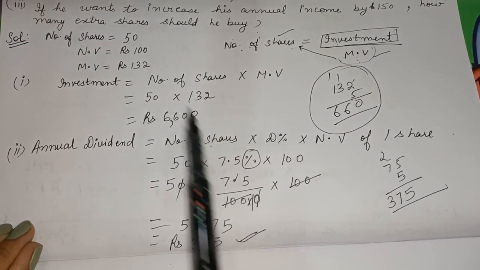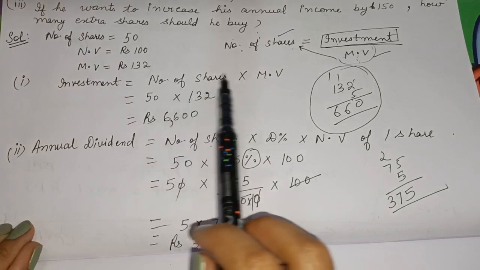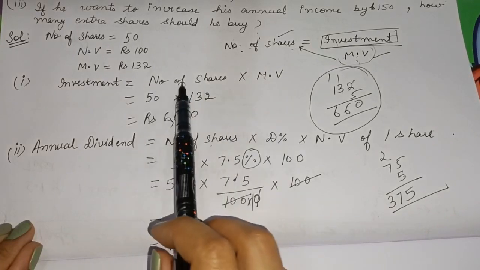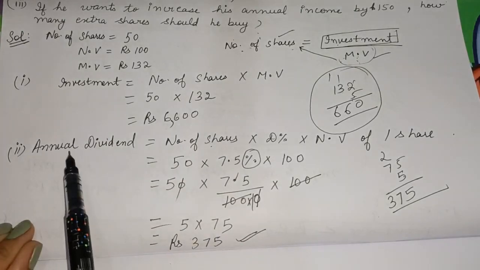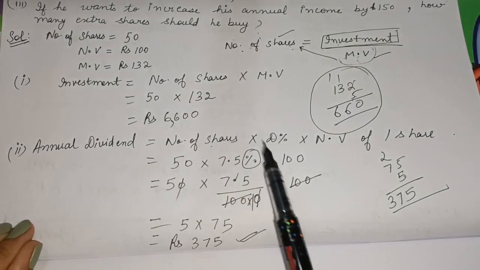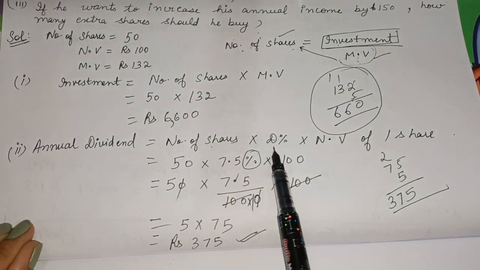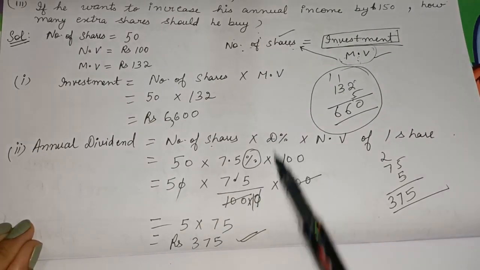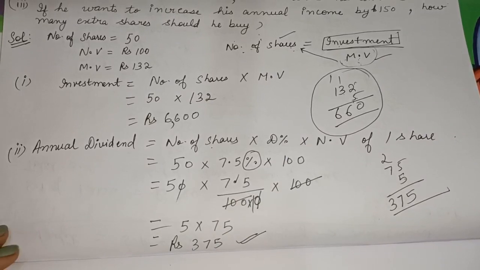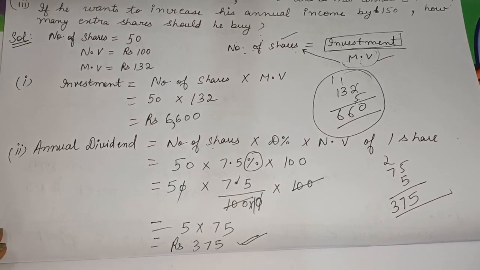Direct formulas only we had to use. Investment is equals to number of shares into market value. Both the things were given to us. We just substituted and found the investment. Annual dividend, direct formula only we use: number of shares into dividend percentage into nominal value of one share. Everything was given to us. We just substituted the values. Now let's do the third part of this question.